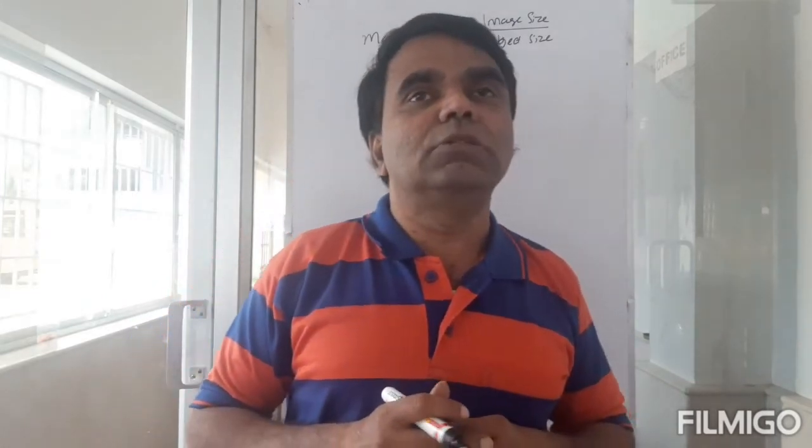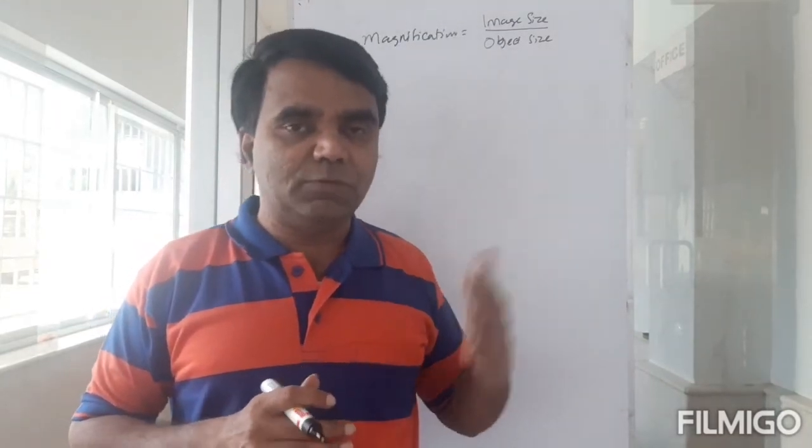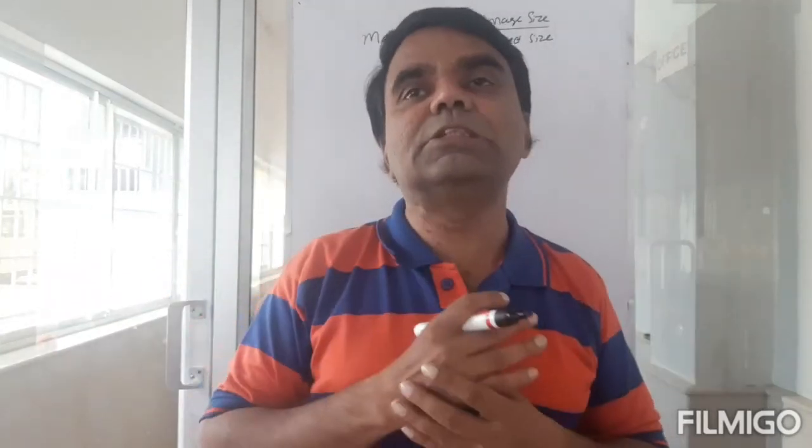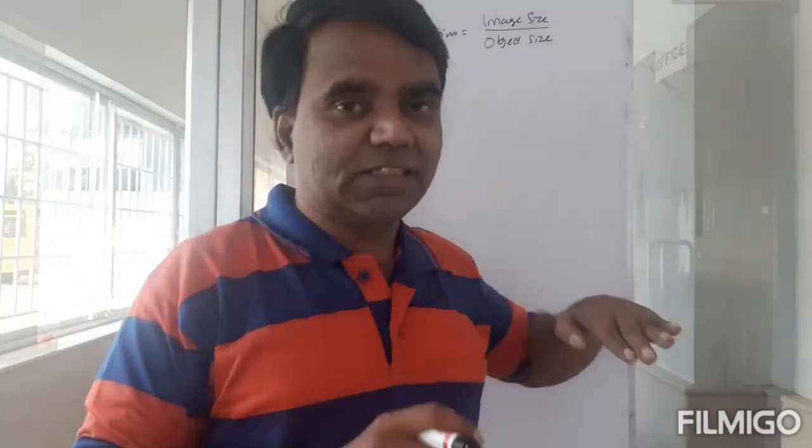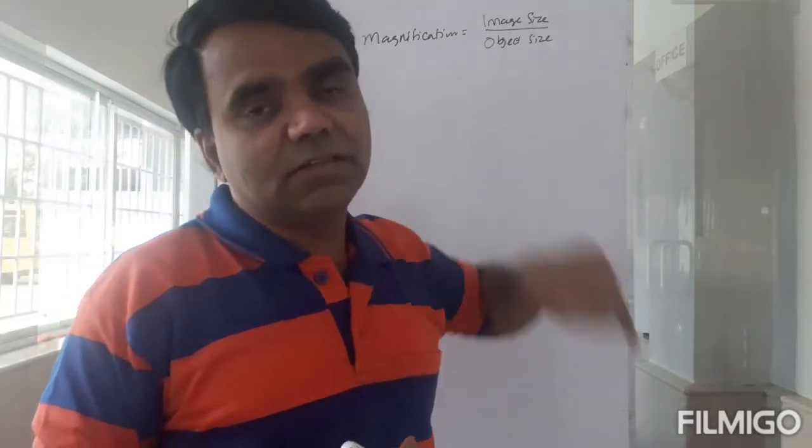Okay. So right now we will be dealing only with the linear magnification. We will be dealing with only one-dimensional objects. So whenever we say magnification, it is image size by object size, which means the image length divided by the object length. So that is how we do it.